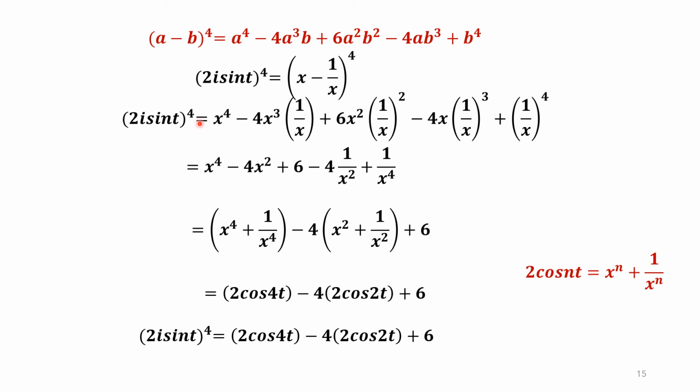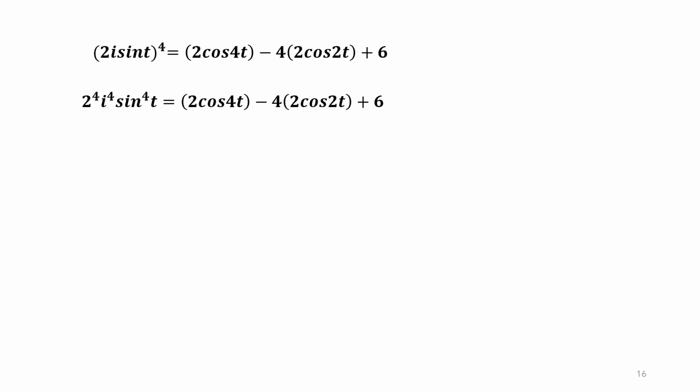Now we have to simplify the left hand side. We have got 2i sin t whole raised to 4. That is 2 raised to 4, i raised to 4, sin raised to 4. Okay, so in the next step, I can write 2 raised to 4, i raised to 4, sin raised to 4t is equal to the right hand side. Now everywhere in all the terms we are having 2. So we can cancel 2 throughout.